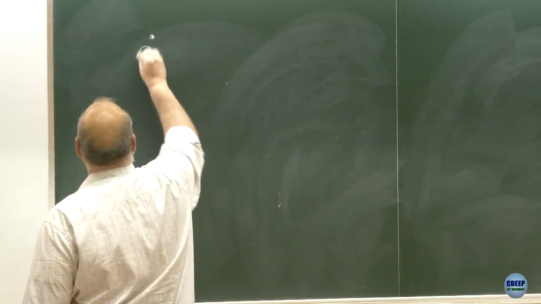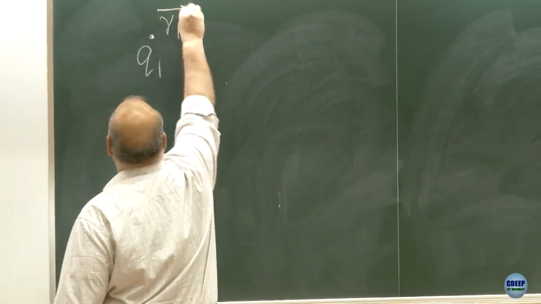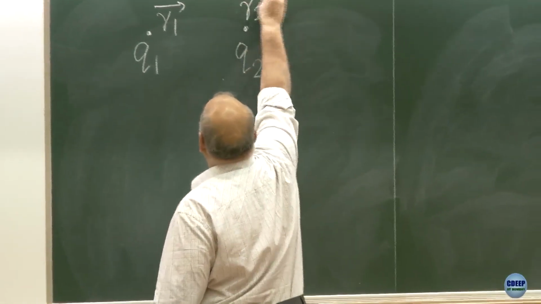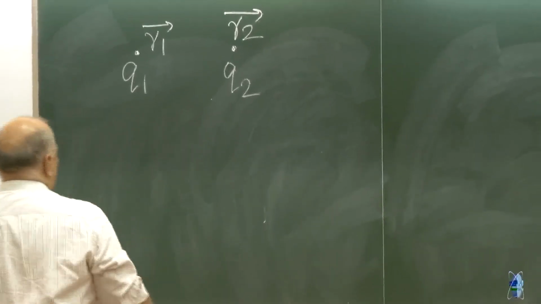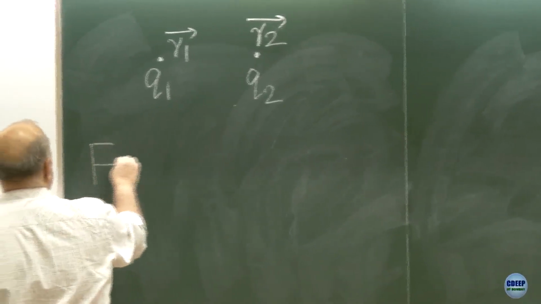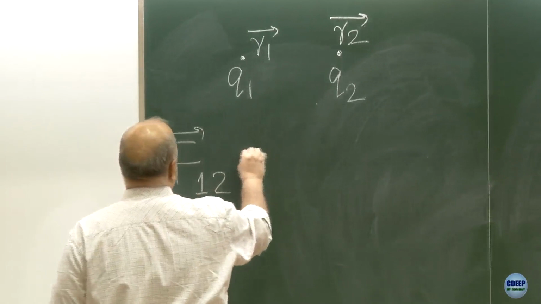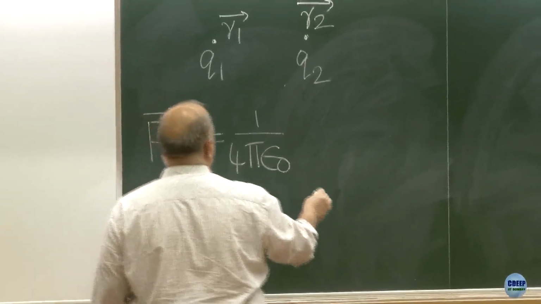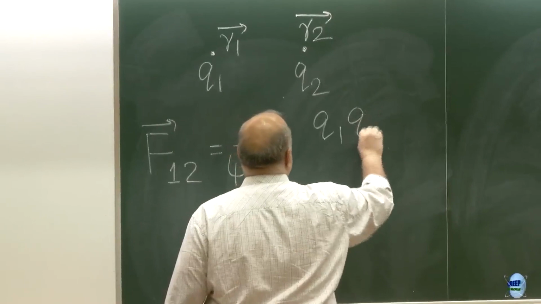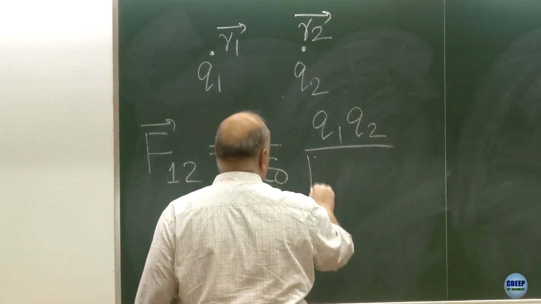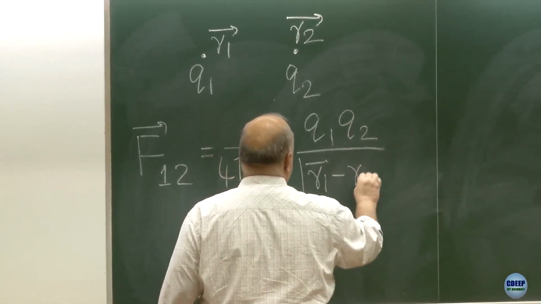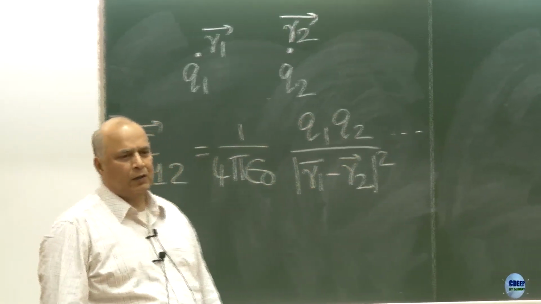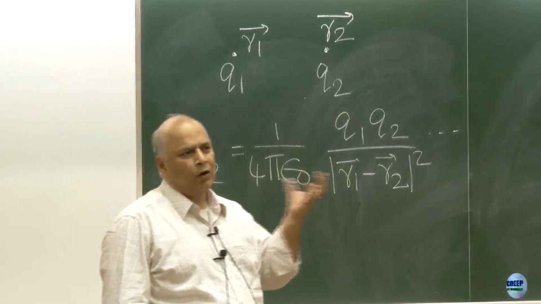I have a charge Q1 at location R1 and another charge Q2 at location R2. And Coulomb's law says the force on 1 due to charge 2 is equal to 1 over 4 pi epsilon naught times Q1 Q2 divided by mod R1 minus R2 whole square, along the line joining the two.